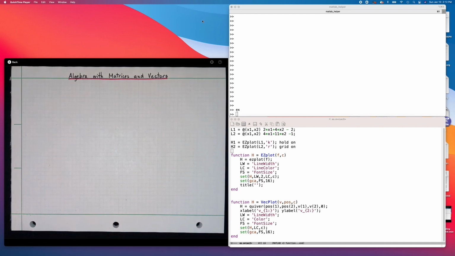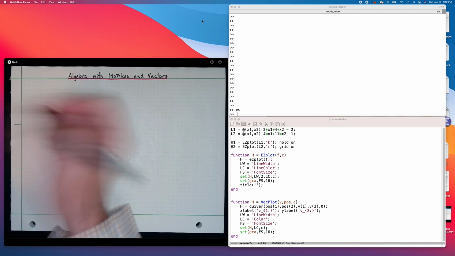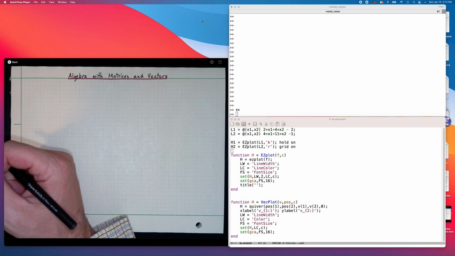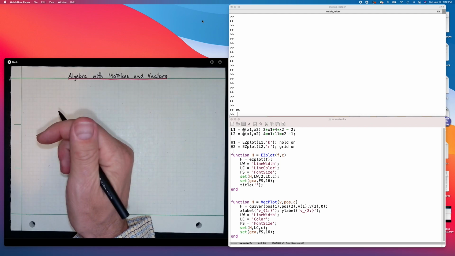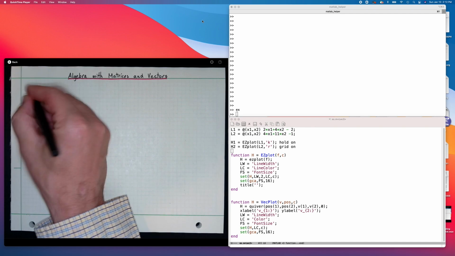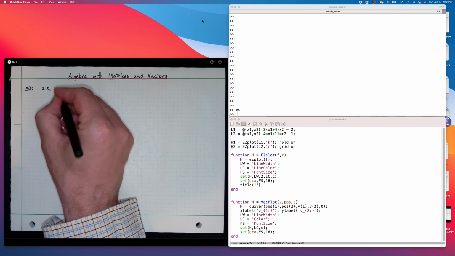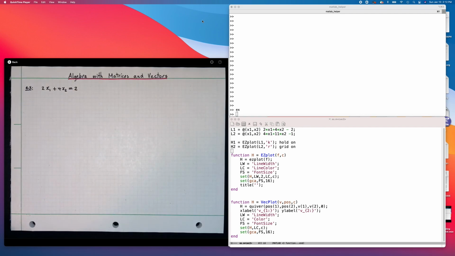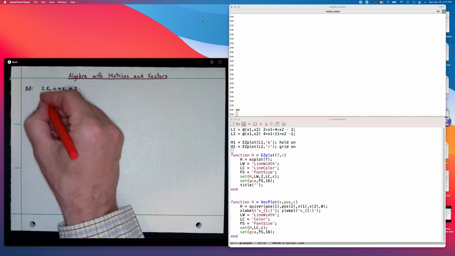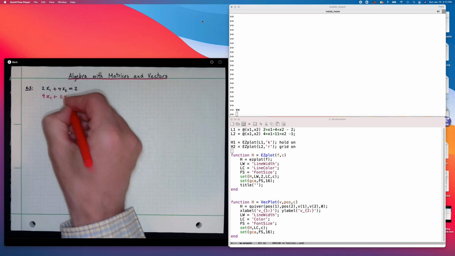And a good place to start is with an example. The kind of problems we would like to solve with the algebra of matrices and vectors, the simplest example is to solve two equations in two unknowns. So we'll do an example, and we have two equations: 2x1 plus 4x2 equals 2. And the second equation, which I'll write in red, is 4x1 plus 11x2 is equal to 1.